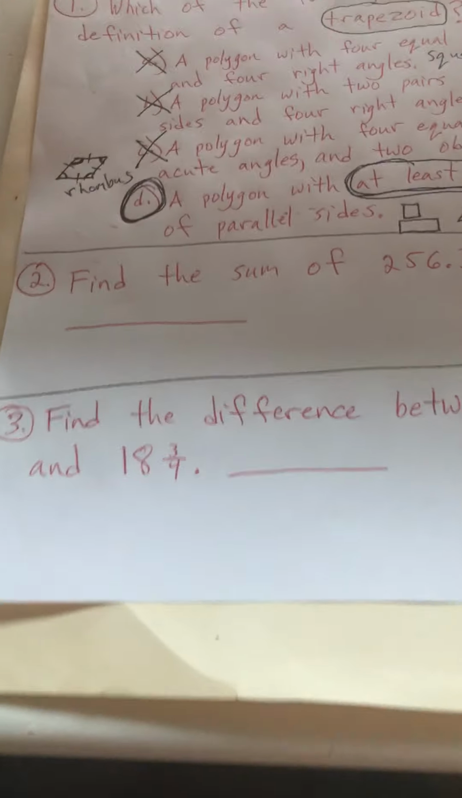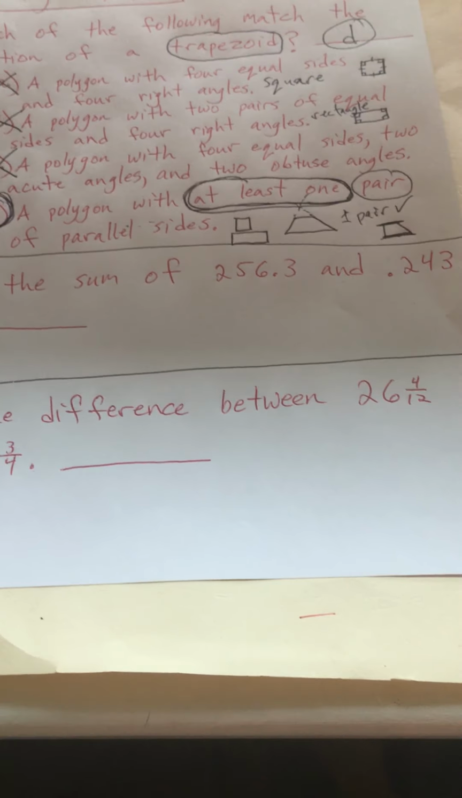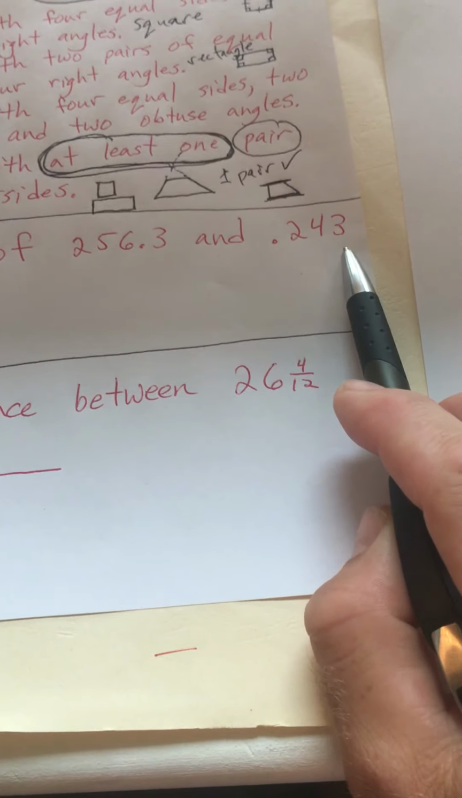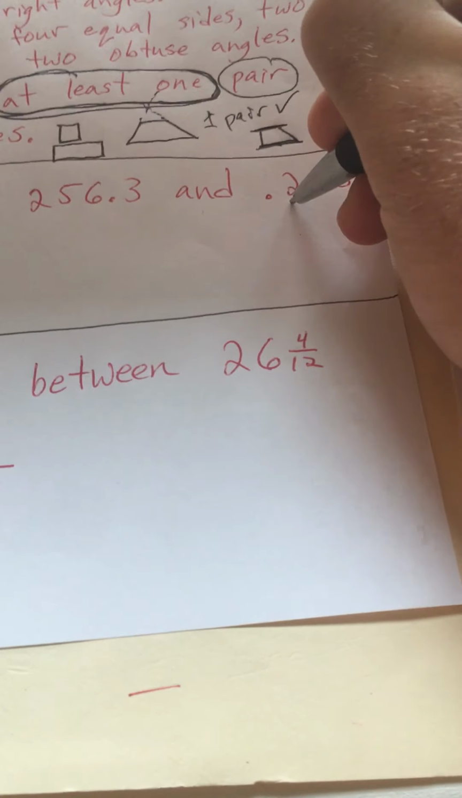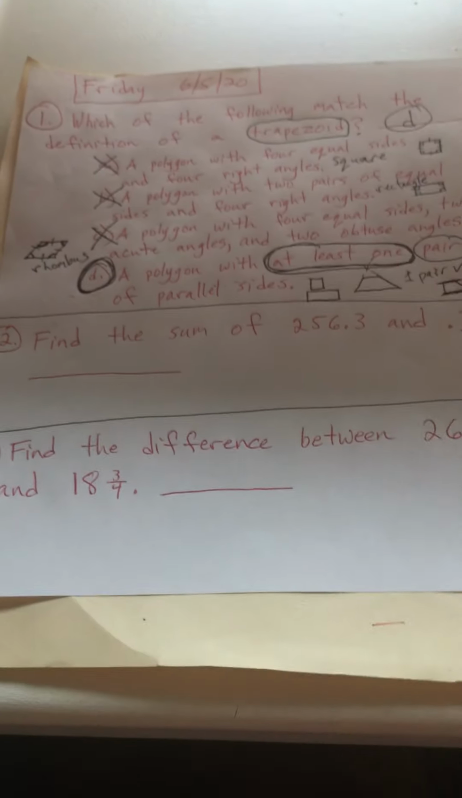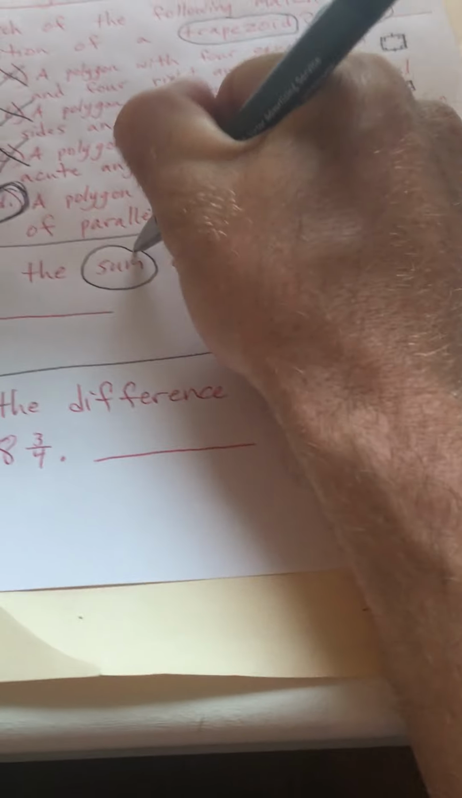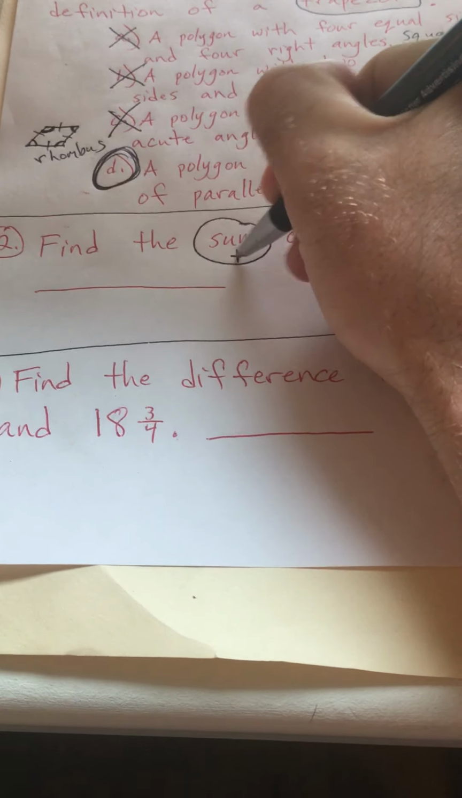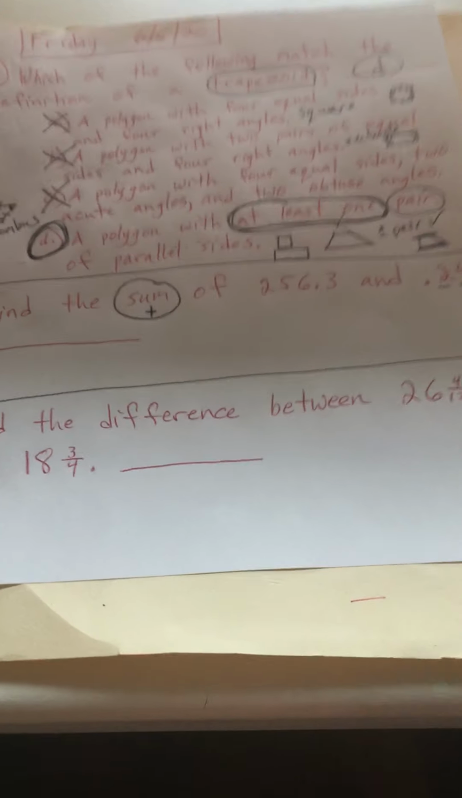All right, now let's go to number 2. It says find the sum of 256 and 3/10 and 243 thousandths, because there's the decimal point, tenths, hundredths, then the thousandths place here. Okay, so we're finding the sum, so that means the sum is the answer to an addition problem.